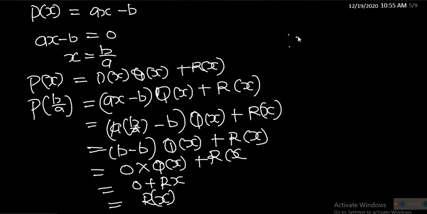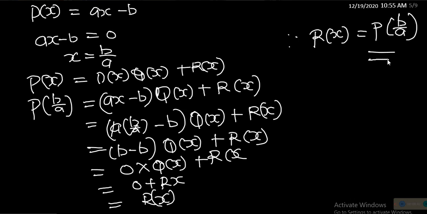So therefore, if you divide a polynomial p of x by ax minus b, the remainder r of x equals p of b over a. Okay, and that is the remainder theorem. So the remainder theorem helps us to find the remainder of a polynomial without using the division algorithm. Okay, so let us see a couple of examples.